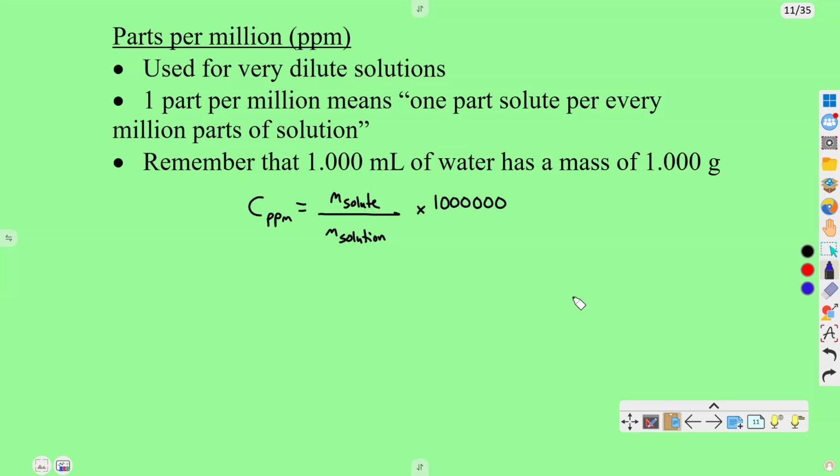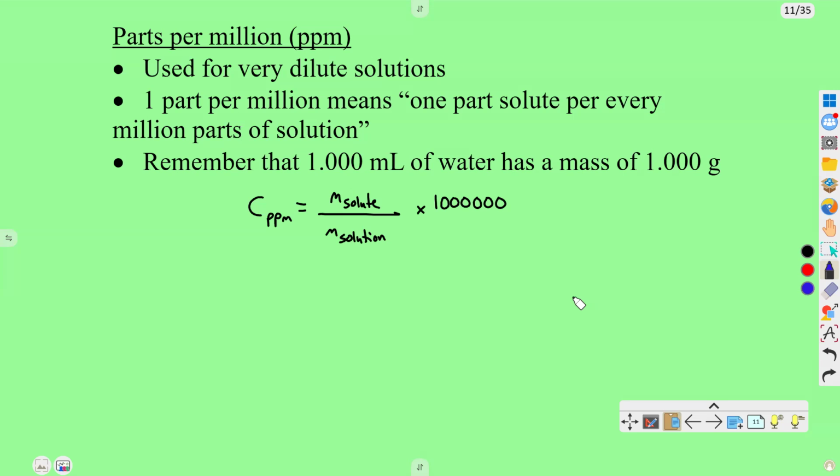This is going to be a good way to give us an indication as to how dilute something is without having to write out all these very small numbers or using scientific notation. So a 1 part per million solution means that out of 1 million parts of solution, so if we were to randomly go into a solution and take out a million random particles in that solution, one of those is going to be the solute.